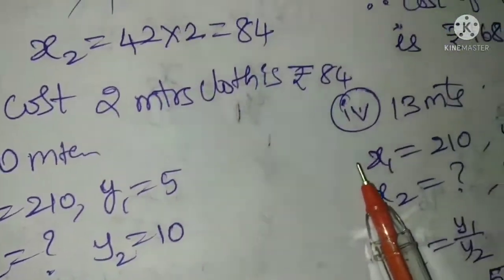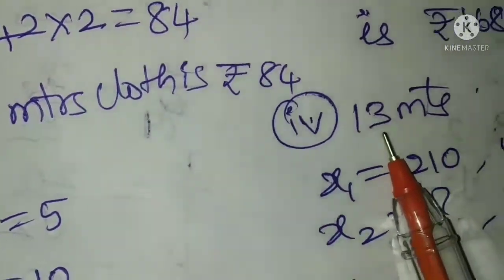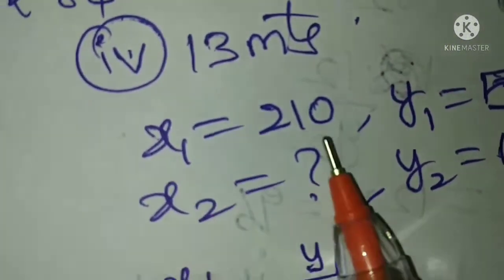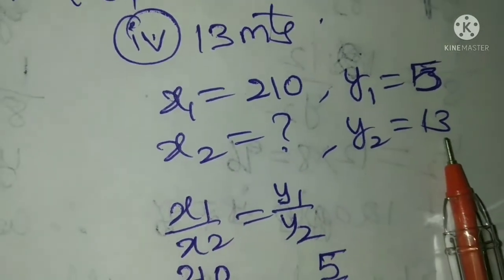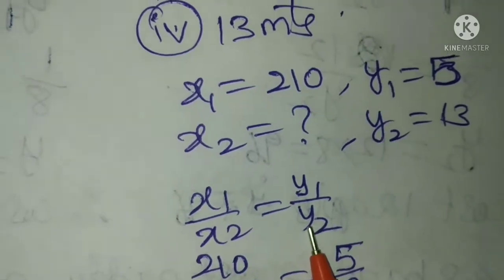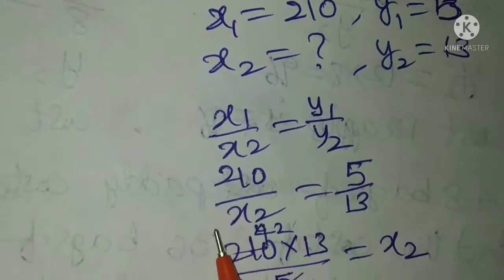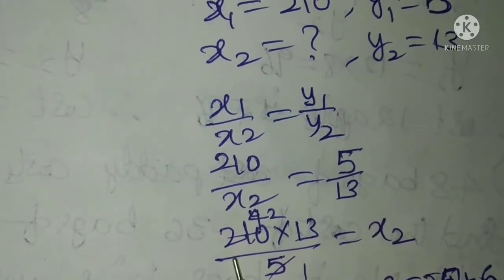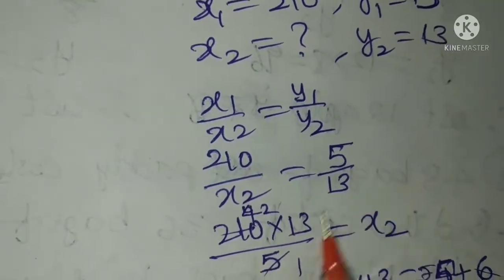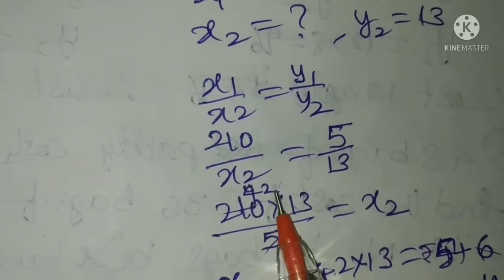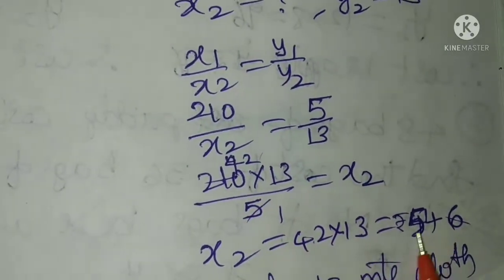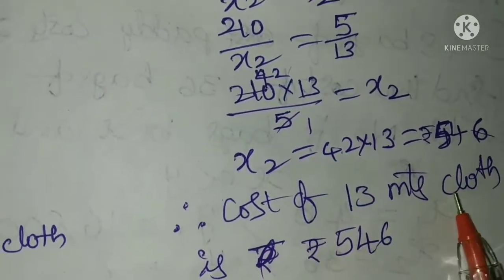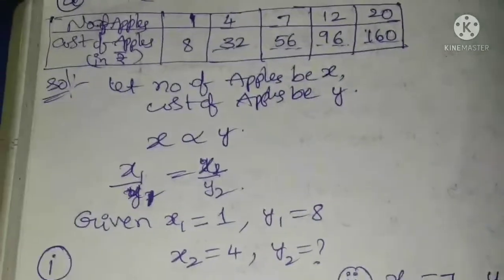Next, fourth question. In this fourth bit, 13 meters. x1 210, y1 5. x2 we have to find, y2 13. x1 by x2 is equals to y1 by y2. 210 by x2 is equals to 5 by 13. Same, 210 into 13 by 5. 5 ones are 5, 5 fours 20, 5 2s are 10. 13 into 42, rupees 546. Therefore cost of 13 meters cloth is rupees 546.